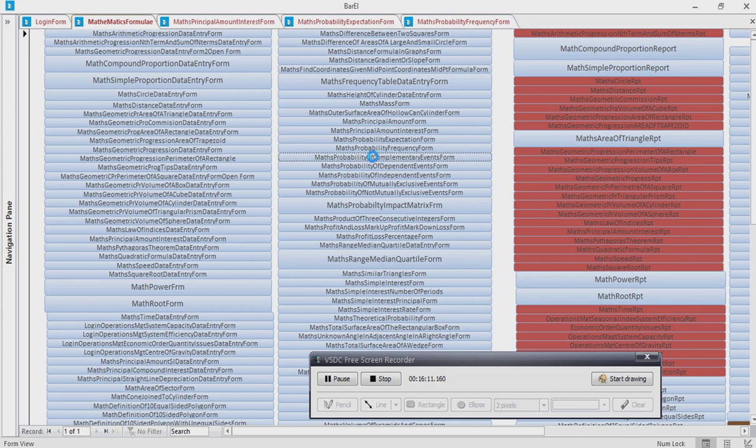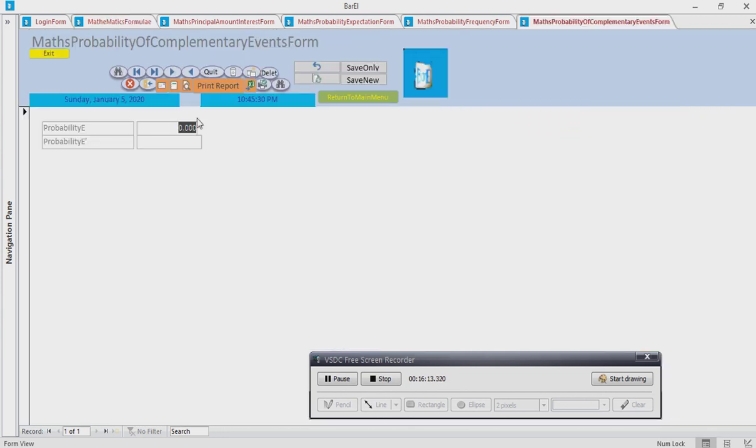Probability of complementary events. Probability of one event is 0.8. Therefore, the probability of the other event is 0.2.